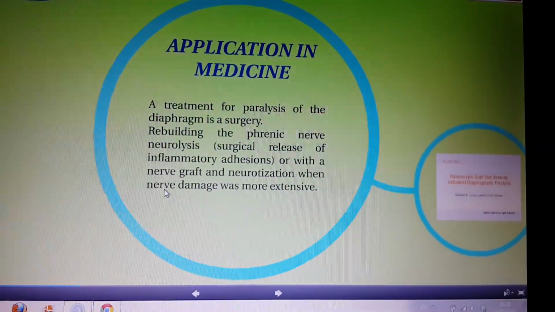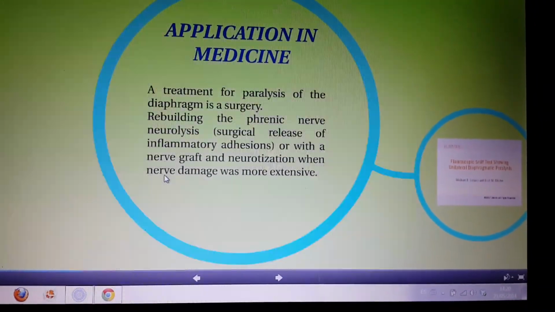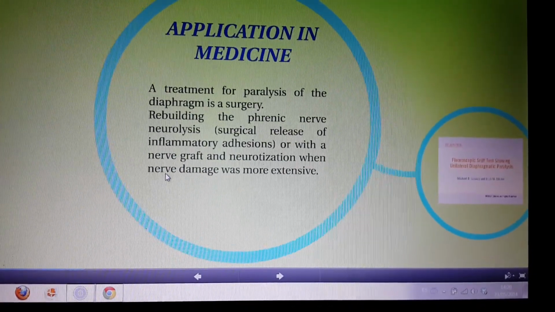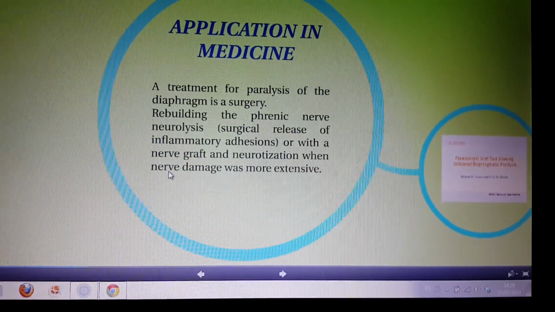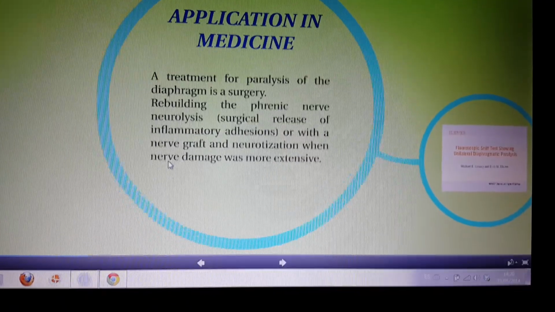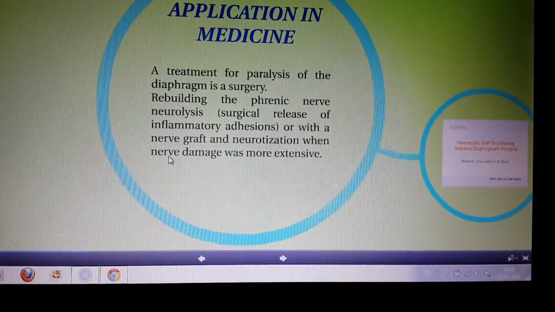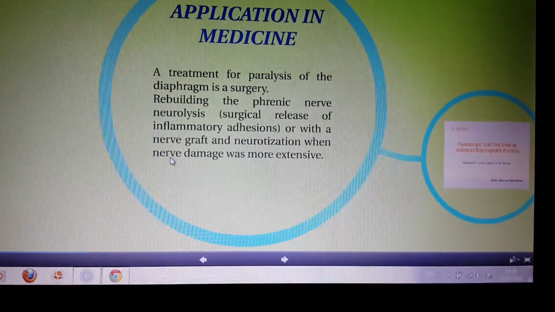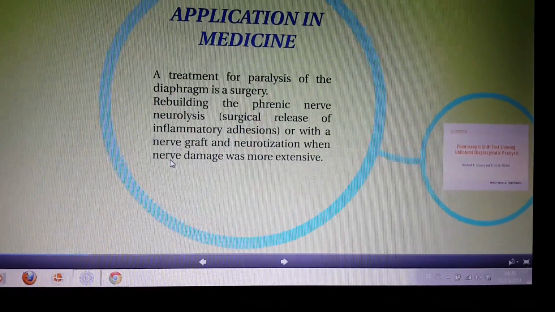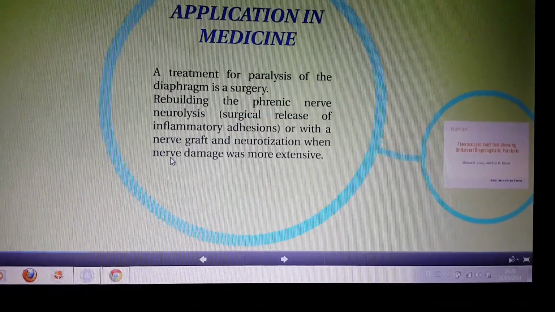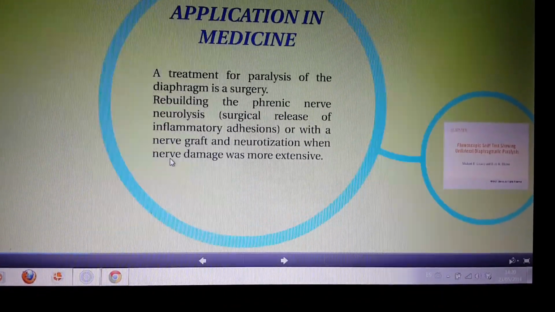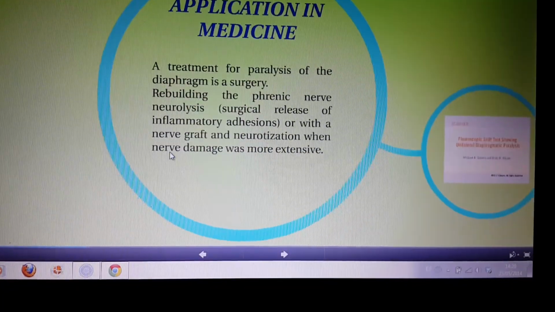Application in medicine. A treatment for paralysis of the diaphragm is surgery: rebuilding the phrenic nerve by neurolysis, that is, surgical release of inflammatory adhesions, or with a nerve graft and neurotization when nerve damage is more extensive.